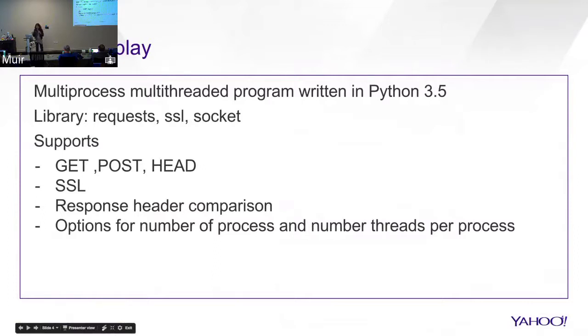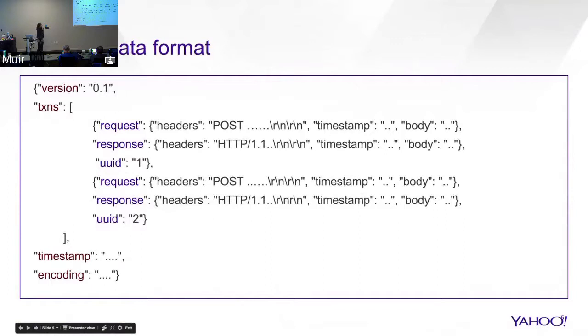But there can be differences, like there's one field called Server. If you have logs that were logged from ATS 5.3 and then you are doing a replay using 7.1, definitely the version will be different. So those are small headers that can be different. And there are options, like I said, for specifying the number of processes and number of threads per process.